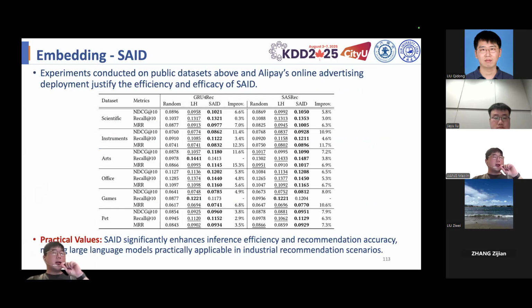Here are the experimental results of SAID. SAID enhances both recommendation accuracy and inference speed, demonstrating its practical value in real-world applications, such as Alipay's advertisement system, and proving that the lightweight models can be effectively and efficiently applied in real-world industrial recommendation scenarios. The practical value of SAID is that it significantly enhances inference efficiency and recommendation accuracy, making lightweight models more practically applicable in industrial recommendation scenarios.